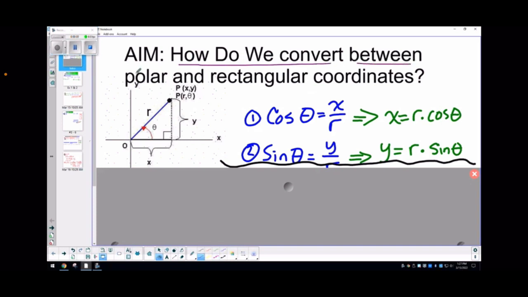Converting between polar and rectangular coordinates today. So we're going to use the other two formulas that we had up on the board the other day: x equals r cosine theta and y equals r times sine theta. So if you can write them down, I would do so now.